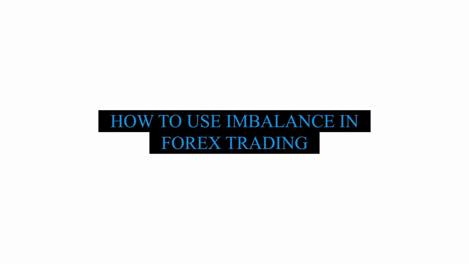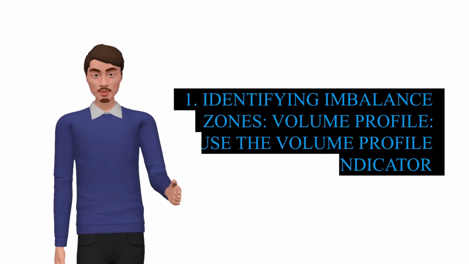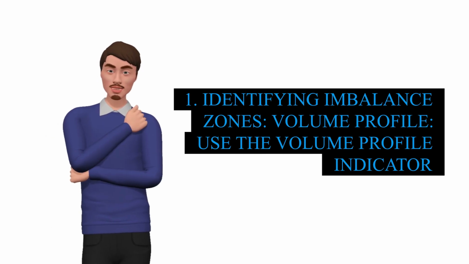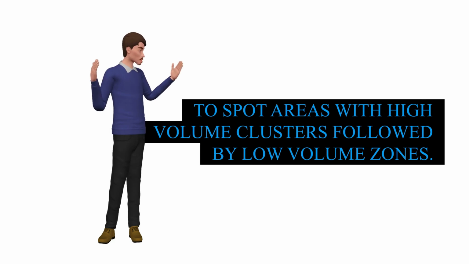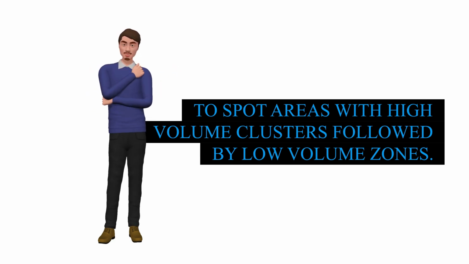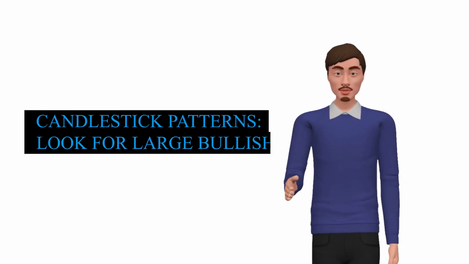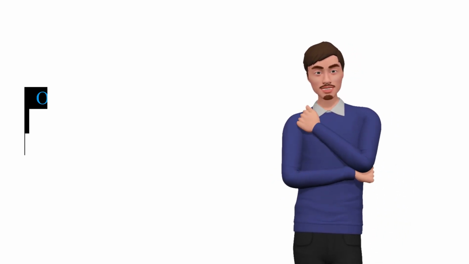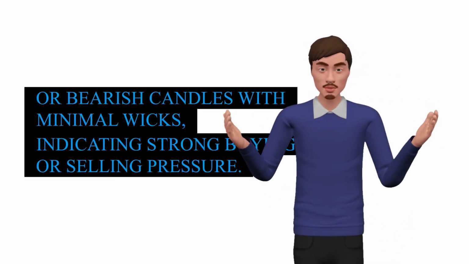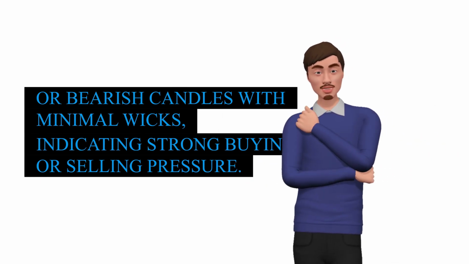How to use imbalance in forex trading. 1. Identifying imbalance zones. Volume profile: use the volume profile indicator to spot areas with high volume clusters followed by low volume zones. This indicates an imbalance. Candlestick patterns: look for large bullish or bearish candles with minimal wicks, indicating strong buying or selling pressure.